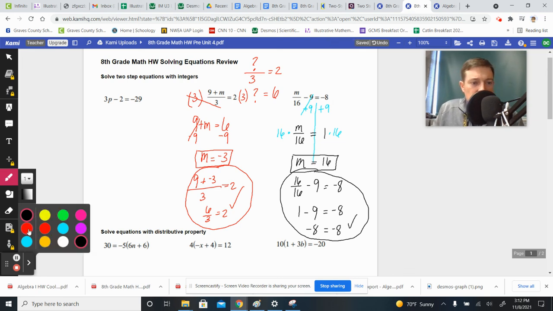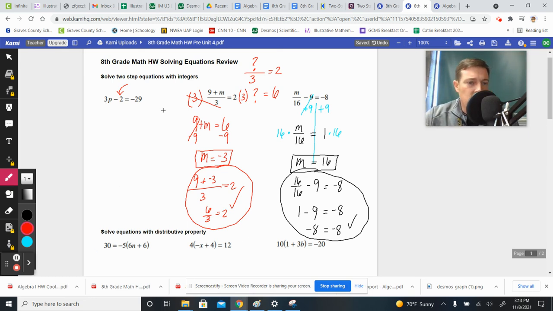I'll give you a tip. Your first thing that you want to get rid of is this minus 2 right here. So get rid of that first, and then you can get rid of that 3 that's being multiplied by your p at the end. Don't forget your check. Good luck. And if you have trouble with those that I'm not working out, just let me know. But those are definitely going to be the ones that I grade come Friday.